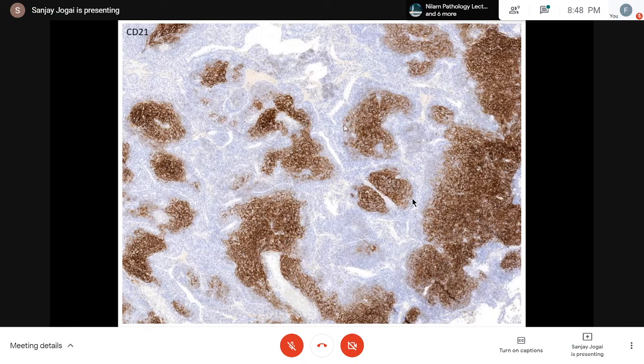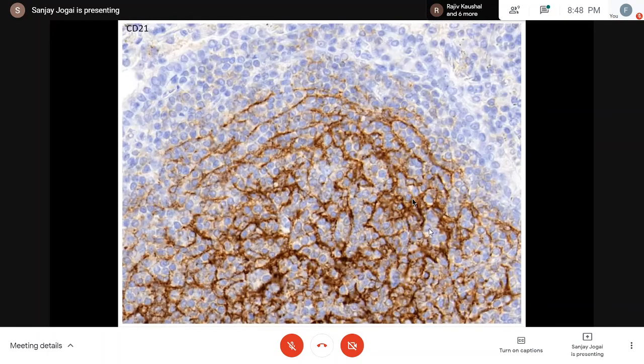You see nice expansion of the follicular dendritic meshwork, and this is a close-up view. Look at how beautifully the small lymphocytes are almost colonizing this follicle and expanding the follicular dendritic meshwork. Very low mitotic activity. You can barely see any mitotic activity.